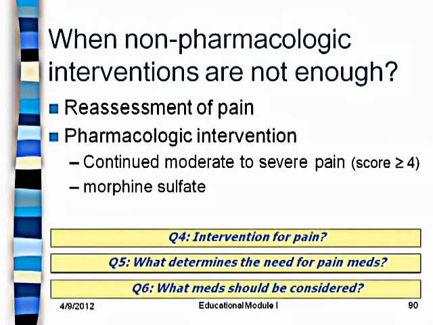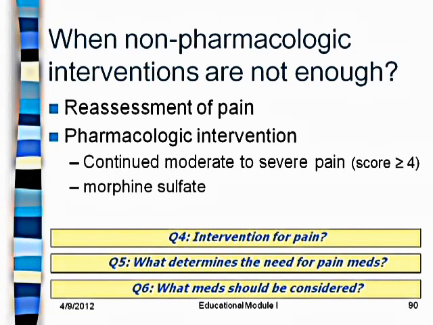So what happens when non-pharmacologic pain interventions are not enough and the patient is continuing to complain of pain? A reassessment of pain is now necessary to guide decision-making regarding the need for pharmacologic intervention. If the patient continues to report a pain score of 4 or greater, morphine should be utilized for pain relief.